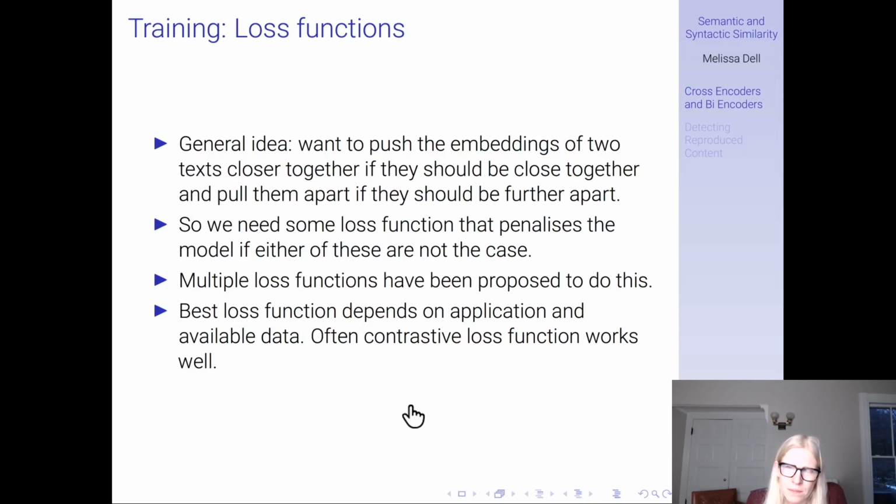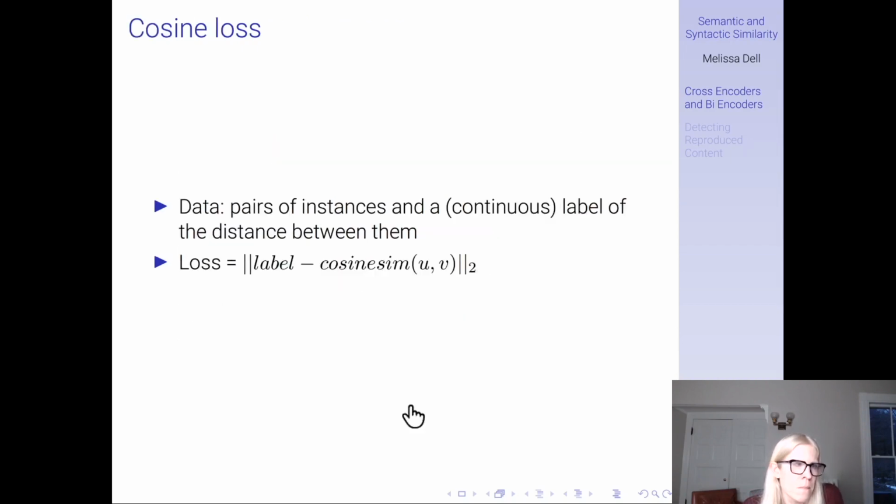Okay, so depending on the type of labels you have, that will determine your loss function. And again, this goes back to contrastive learning that we talked about a couple of weeks ago. You want to push the embedding of two texts closer together if they should be closer together, and pull them apart if they should be further apart. And so we need a loss function that penalizes the model if either of these things is not the case. And what the best loss function is going to be depends on the labels you have and on your application.